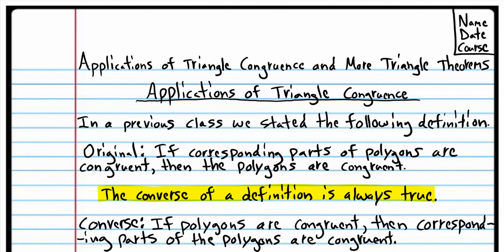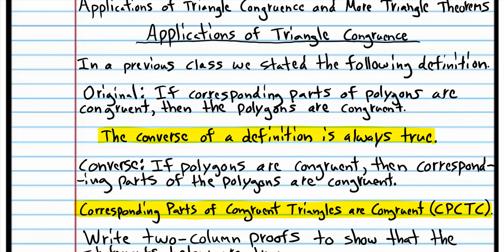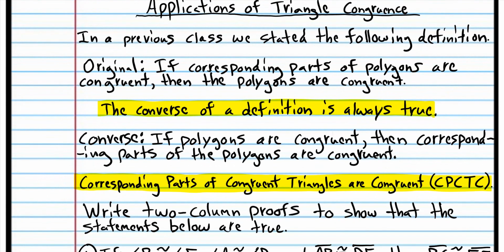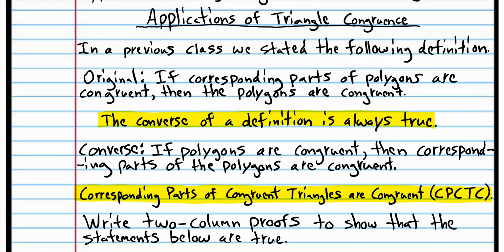We'll start with applications of triangle congruence. In a previous class, we stated the definition of polygon congruence. If you put that definition in if-then form, it says if corresponding parts of polygons are congruent, then the polygons are congruent. So that's the definition of congruent polygons. And again, that's in if-then form.